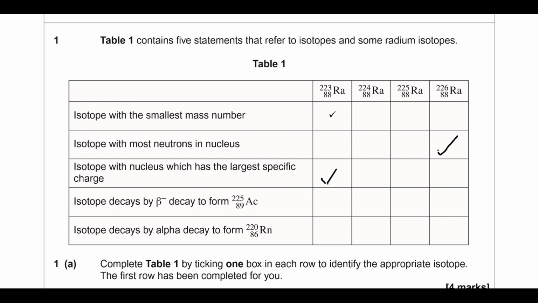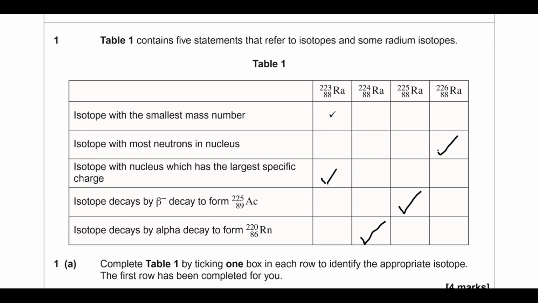Okay, so then we've got an isotope that decays by beta minus decay to form 225 Ac. So with beta minus, the nucleon number doesn't change, so it must originally have been 225 as well. And an isotope that decays by alpha decay to form 220. Alpha decay removes 4 nucleons, so it must have started as 224. So that's going to be that one right there.